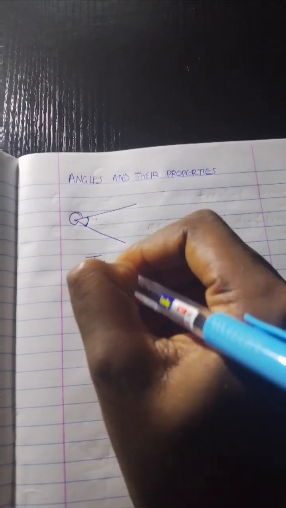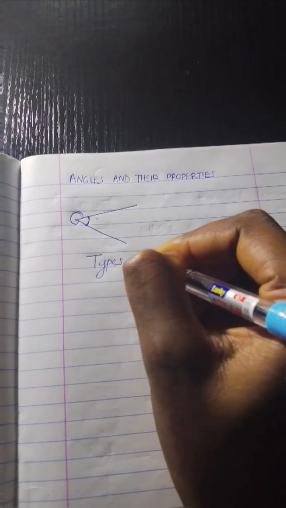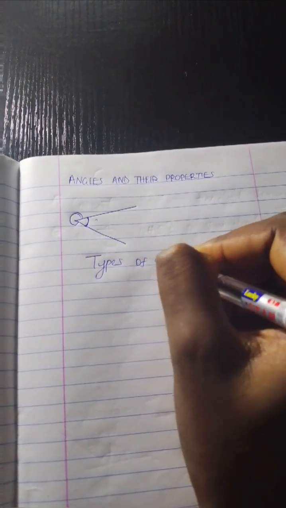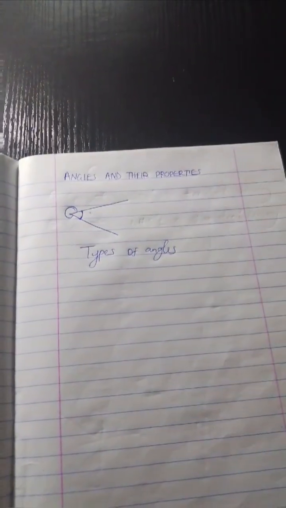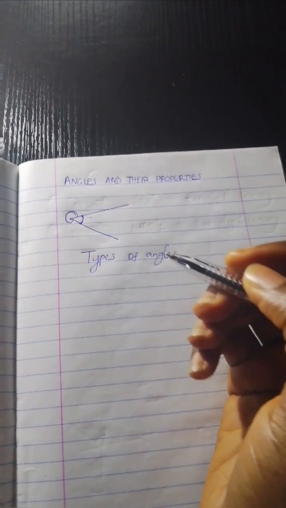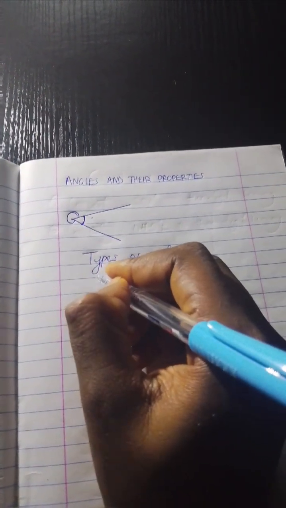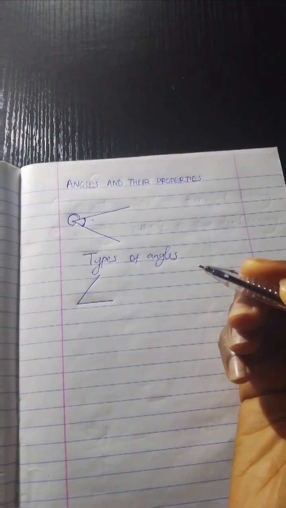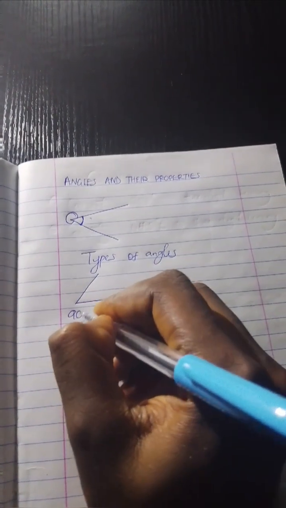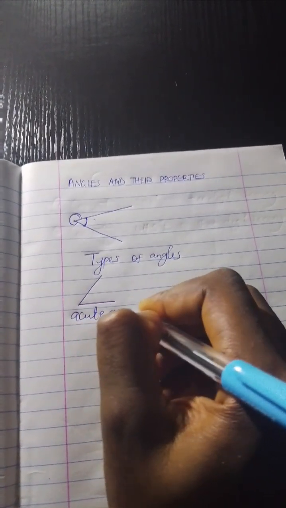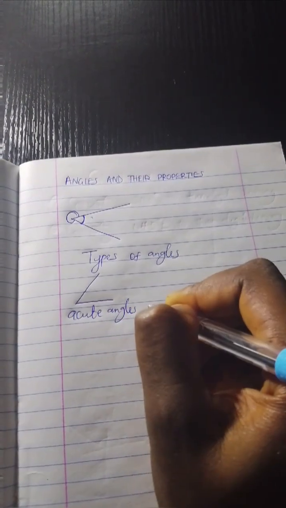Now, firstly, we have types of angle, and I'm going to start from the least one. So firstly, we have an acute angle, and an acute angle is simply an angle that is less than 90 degrees. So this here is an acute angle. So acute angles are angles that are less than 90 degrees.